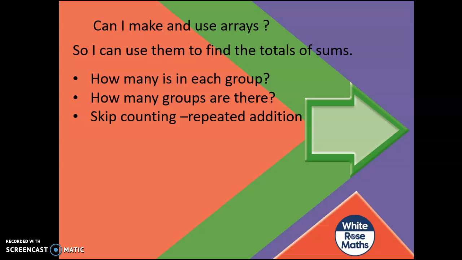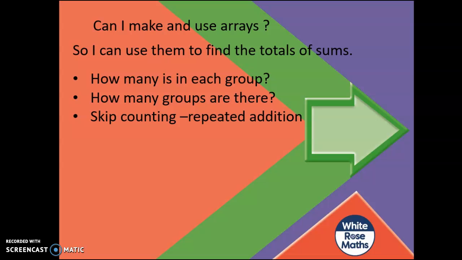So again, when we're looking at them, we need to work out how many is in each group. And when we're looking at groups, we're going to be using some different words for groups. We're going to be looking at rows and columns and how they're used when looking at arrays. So how many groups there are, and then we're going to look at skip counting, repeated addition.